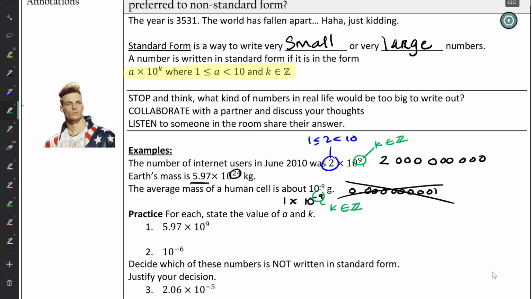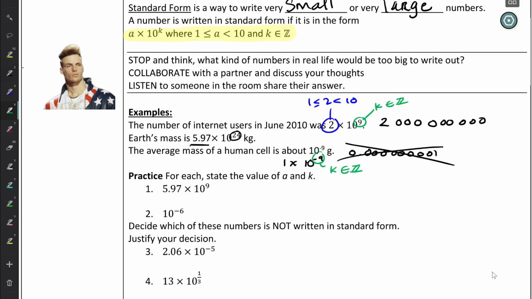So for each, let's state the value of a and k. 5.97 times 10 to the 9. Well, a is going to be that coefficient, 5.97. k is the exponent, 9. Here, 10 to the negative 6, we say a is 1, because this is the same as saying 1 times 10 to the negative 6, and k is going to be negative 6.